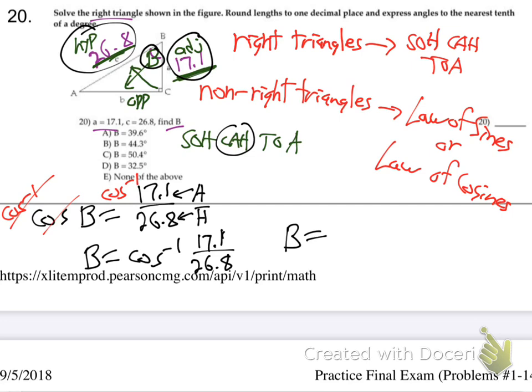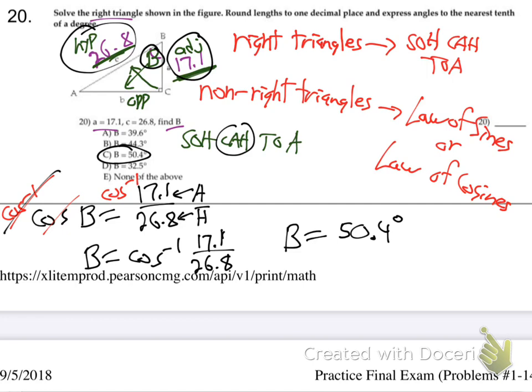You've got to make sure you're in degree mode also. Check the mode. I'm in degree mode. So now I'll go cosine inverse of 17.1 divided by 26.8. I'm getting, looks like, 50.4 degrees. There it is. Answer C.